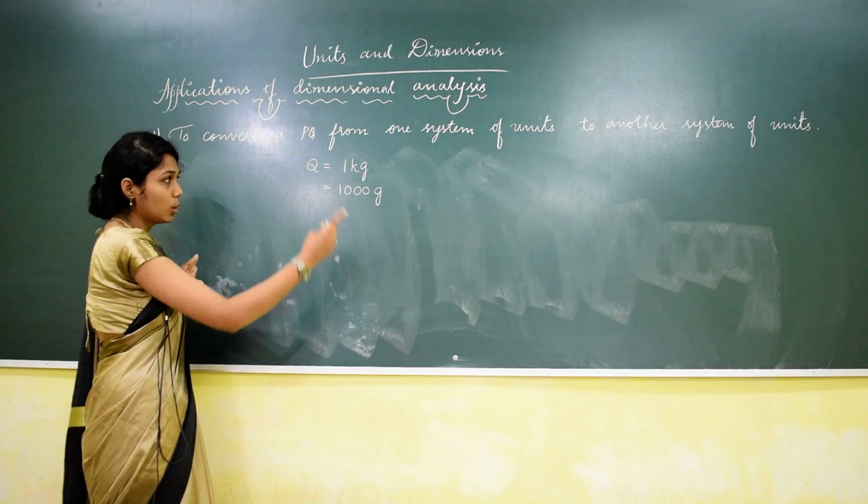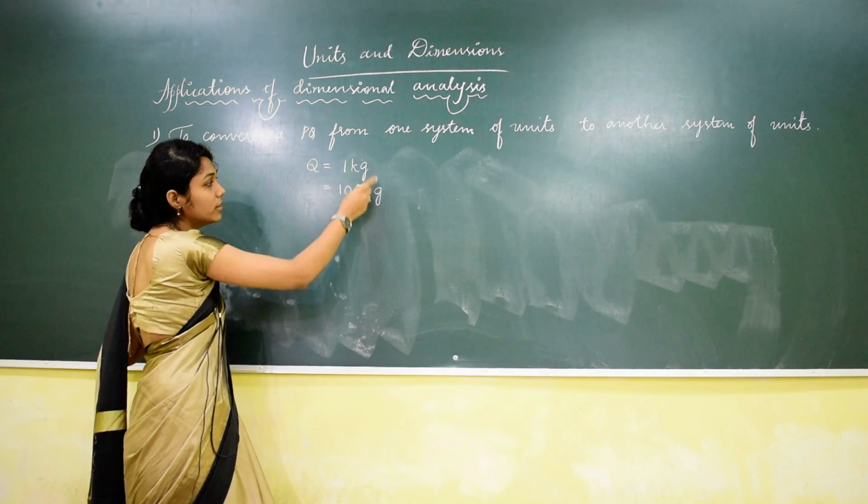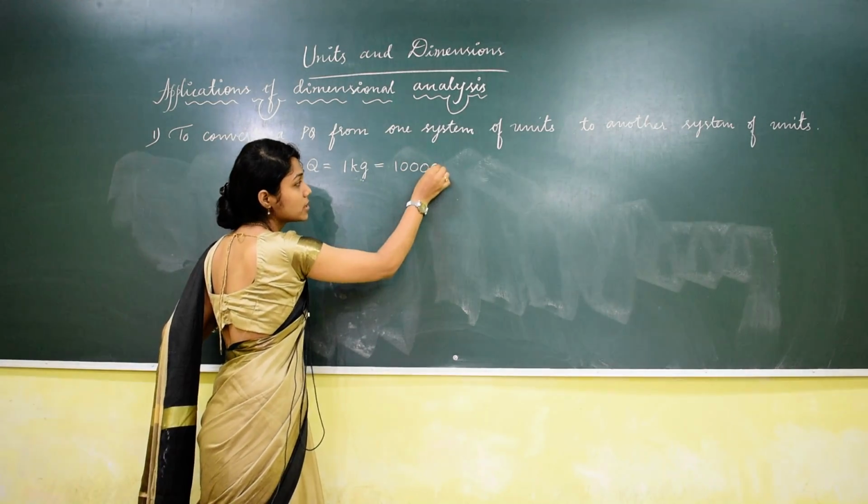Clear? Okay, then quantity is equal to 1 kg. So this quantity 1 kg is equal to 1000 gram and this is always a constant.